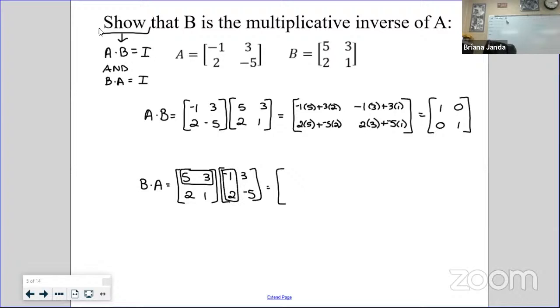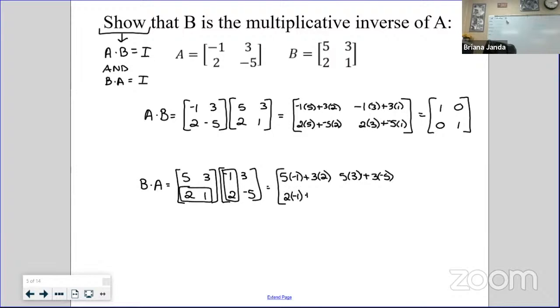Times first column. First element times first element would be 5 times -1. Second element times second element would be 3 times 2. And then I can stick with that first row, but go to my second column here. First element times first element is 5 times 3. Second element times second element would be 3 times -5. And then we go back and do second row times each of our columns.